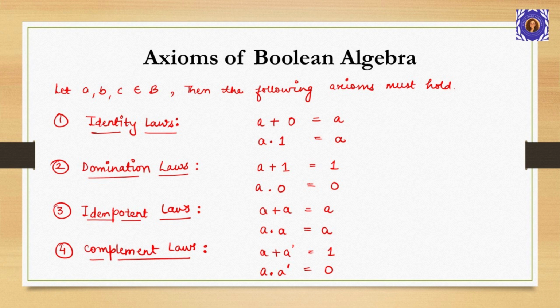The complement laws are crucial. A plus A prime equals 1. A dot A prime equals 0. A prime represents the complement or negation of A. So a variable ORed with its complement always gives true, and ANDed with its complement always gives false.